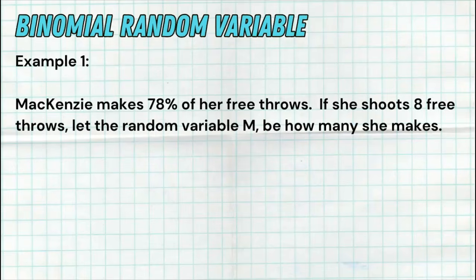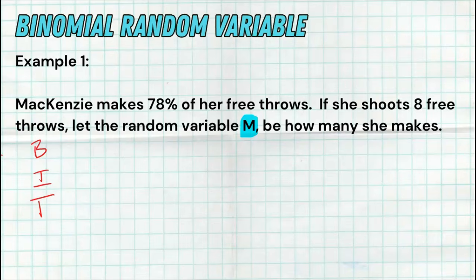This first one says Mackenzie makes 78% of her free throws. If she shoots 8 free throws, let the random variable M be how many she makes. So the question we have to answer: is the random variable M a binomial random variable? Well, let's check our BITS. First, is it binary? Every shot, she's either going to make the free throw or she's going to miss it. It's either going to be success, it goes in, or failure, it does not. That's definitely binary. Independent means that there's no conditional probabilities. It's 78% every single time. It's not like if she makes the first, the probability goes up, and if she misses the first, the probability goes down. So we have independent trials.